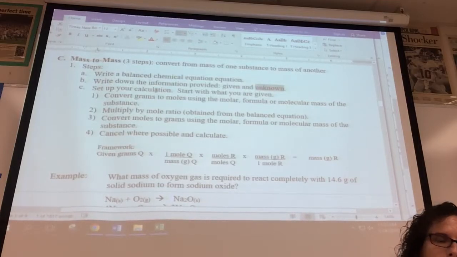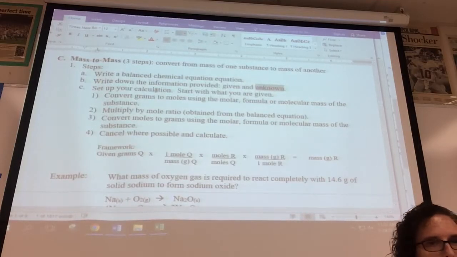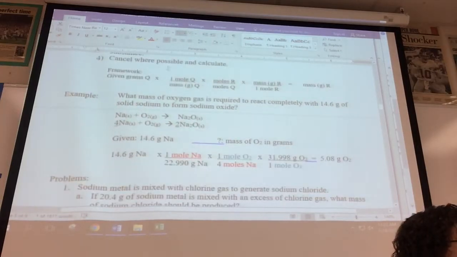You're going to be given mass. You're first going to convert to moles. Mole ratio allowing you to go from one substance to another, then mole to mass as the last step. So we're basically putting everything we talked about together in this mass to mass conversion. The framework, for those of you who need a reference point, is shown here.